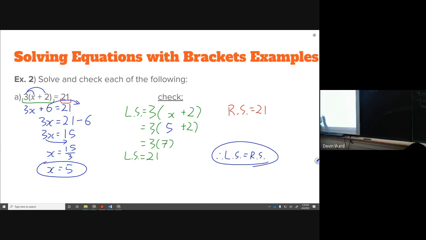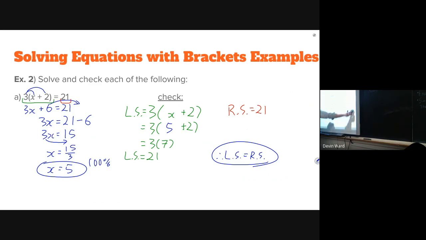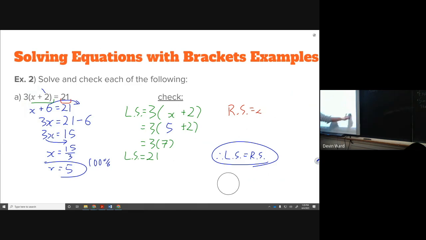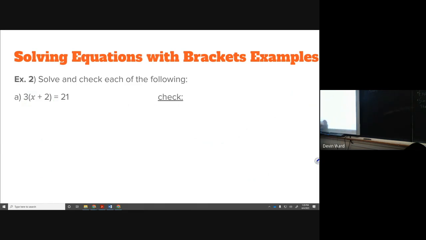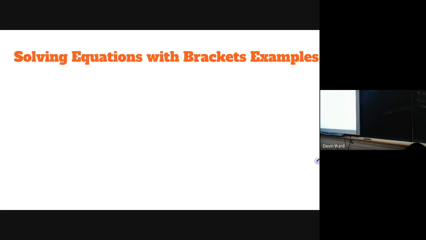I'm going to go 100% sure. Okay? Now for the next ones that we solve, I'm not going to check them. If you want to, you can always double check your work, just to know with absolute certainty that you're right. But here, we are just going to solve the following.